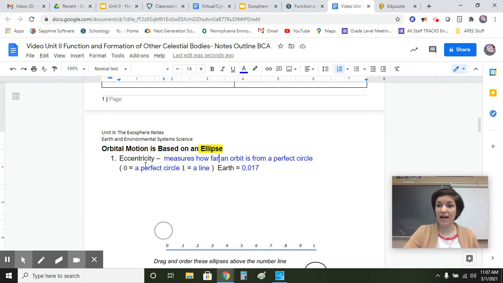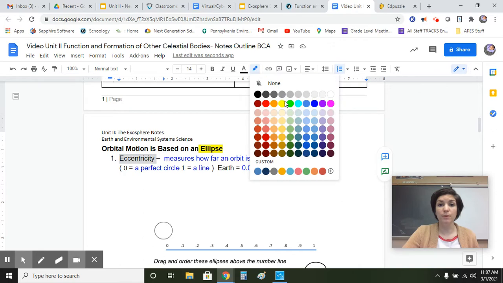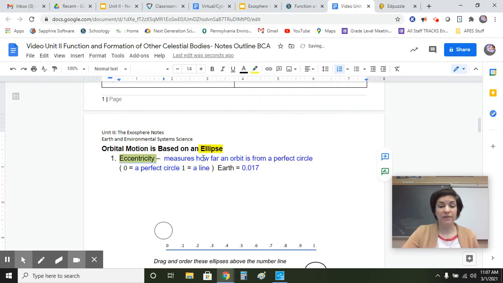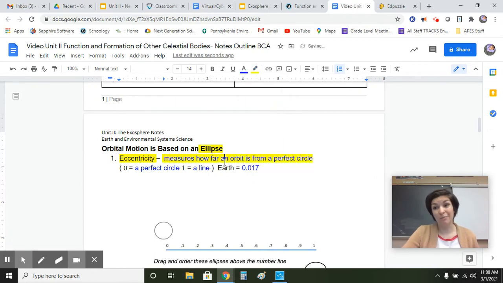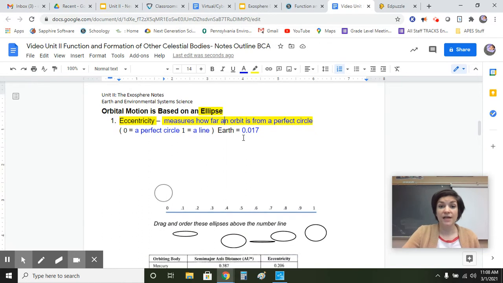But when we describe how oval shaped it is, we're talking about eccentricity. This measures how far an orbit is from a perfect circle. So a perfect circle is 0, and 1 is the opposite of that, and that would be like a line. So Earth is at 0.017, so it's very close to a circle.